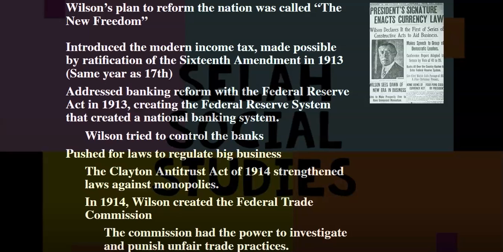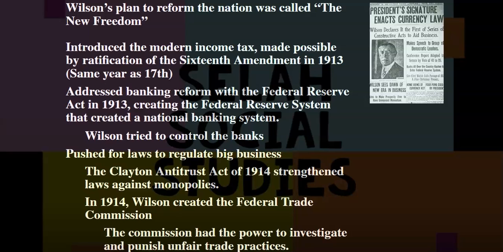Wilson wanted to control the banks, and in 1913 he created a Federal Reserve System that controlled the money supply and affected the value of the currency, which would help regulate inflation. Wilson also pushed for laws that would regulate big business. In 1914, Wilson signed the Clayton Antitrust Act, which enhanced the previous Sherman Antitrust Act.